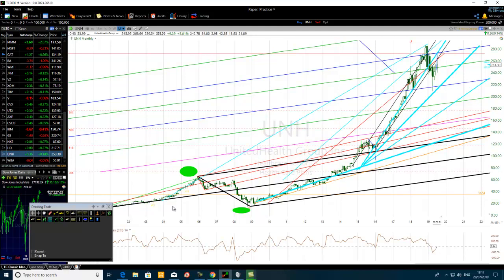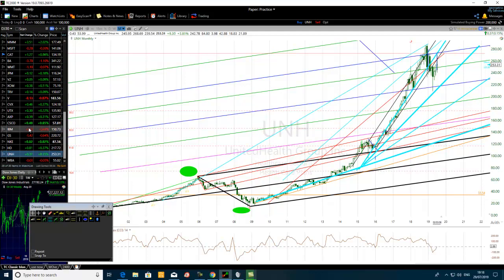We are the TSTW24 traders talking about how to use the median line of two dynamic trend lines. The financial instrument that we are analyzing today is United Health Group.